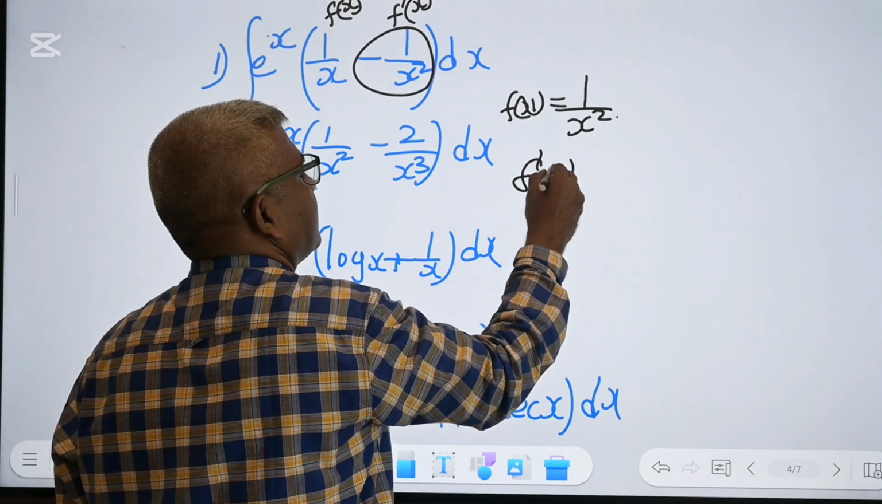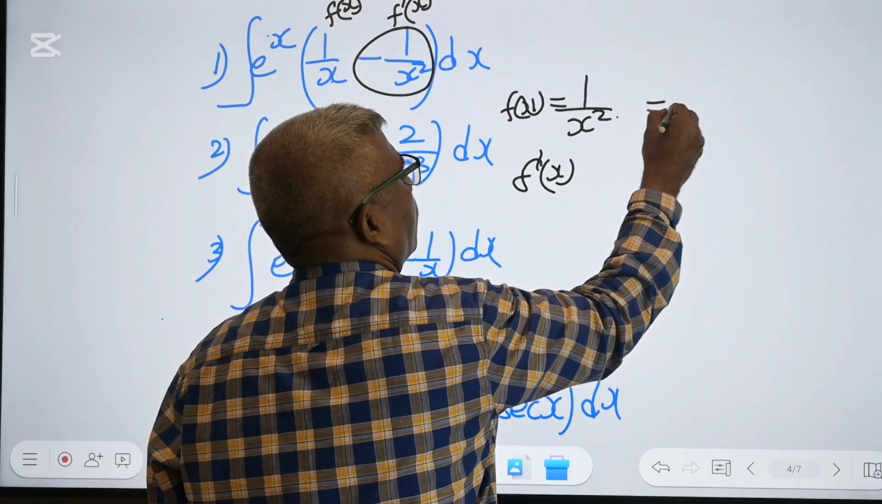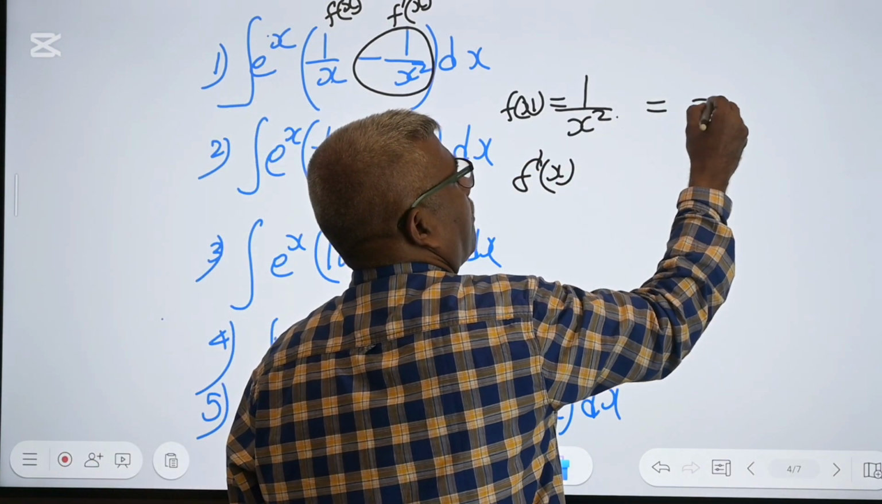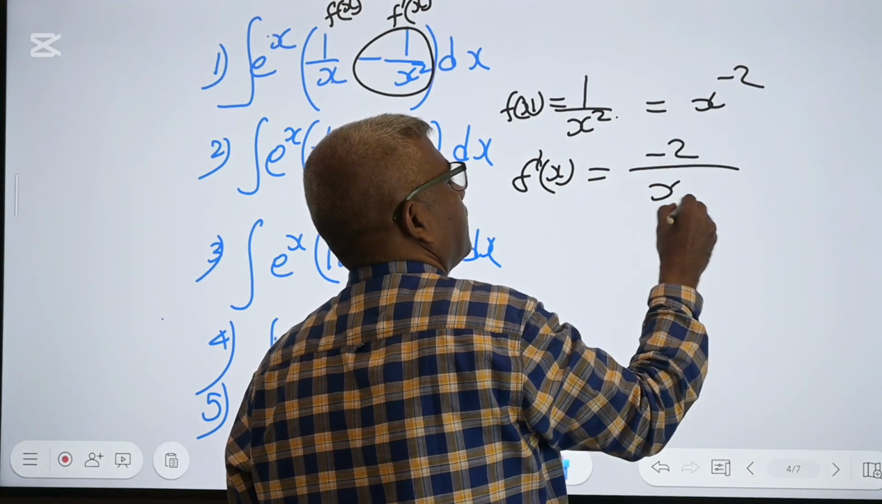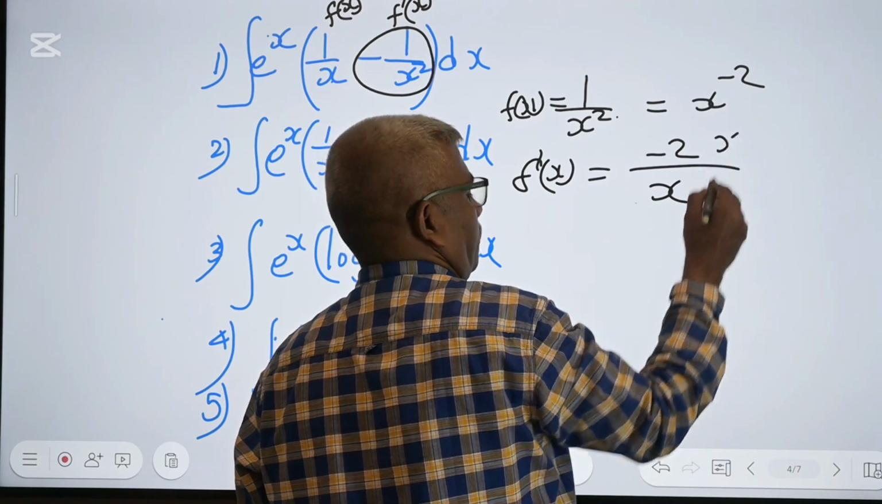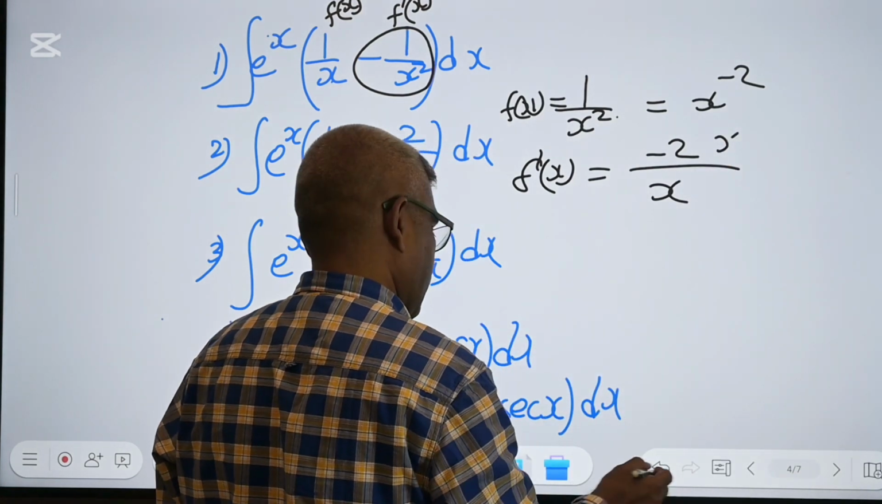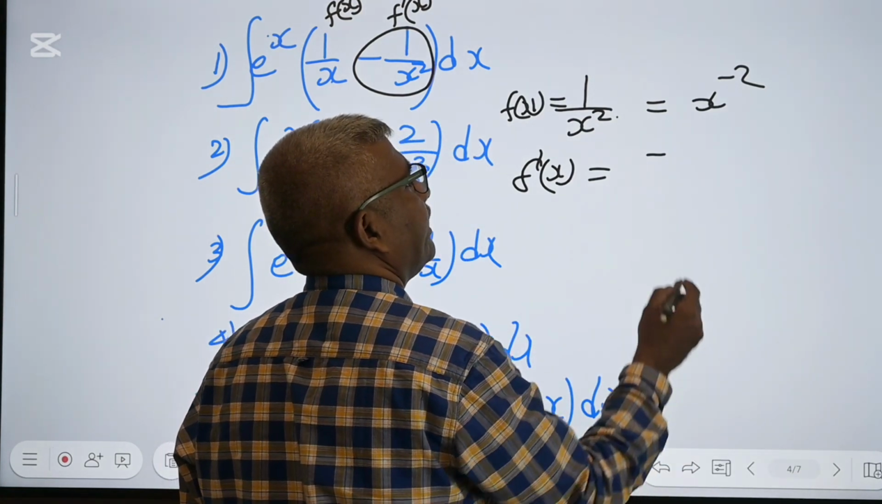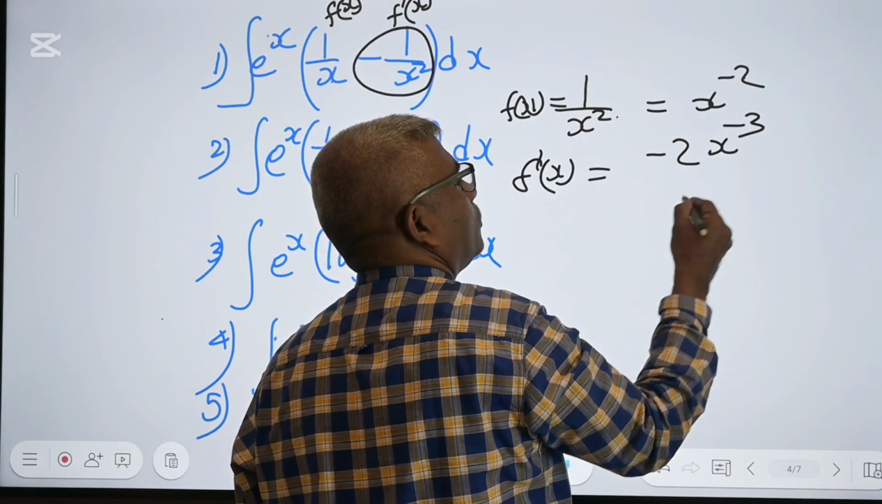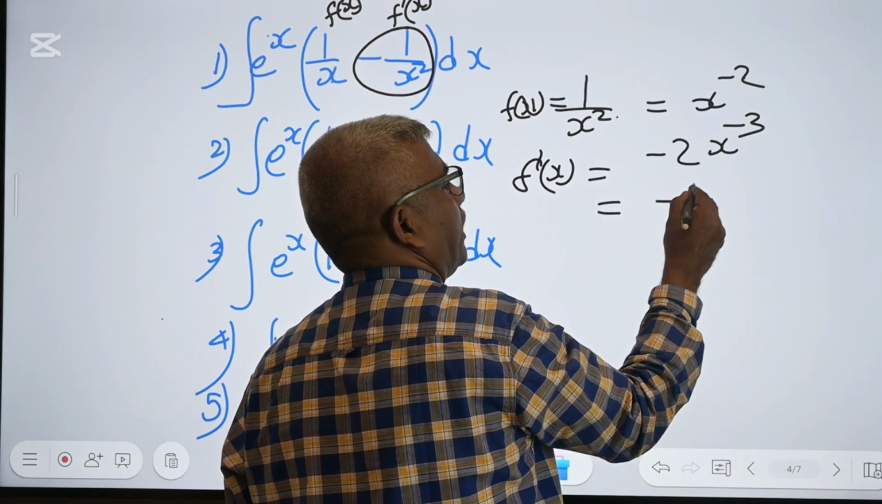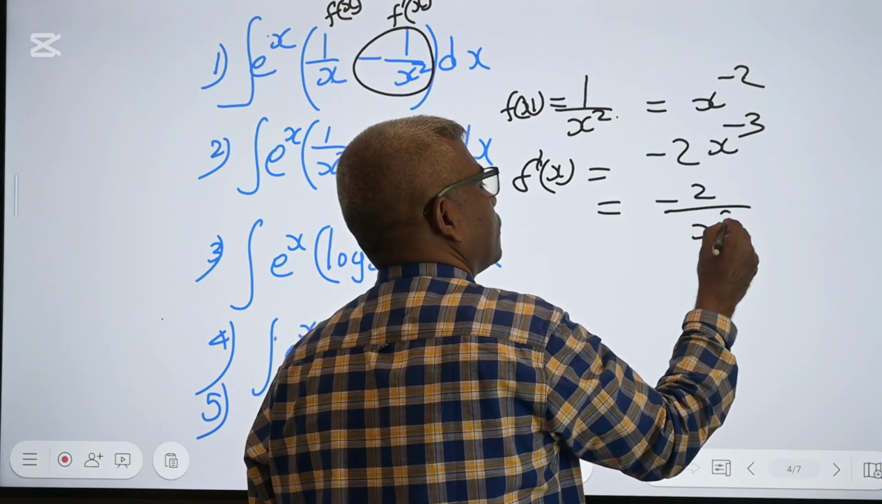F dash x: 1 over x squared, how can we write it? X power minus 2. So minus 2 x power... x power n is n x to the power of n minus 1. So minus 2 x power minus 3, minus 2 over x cube.